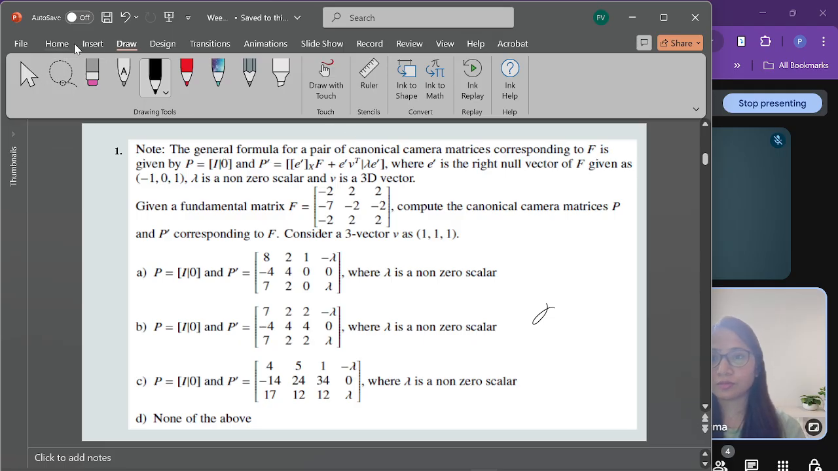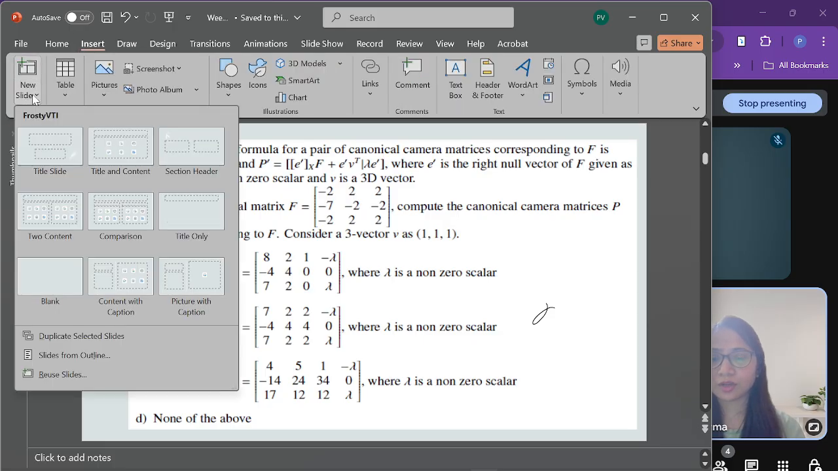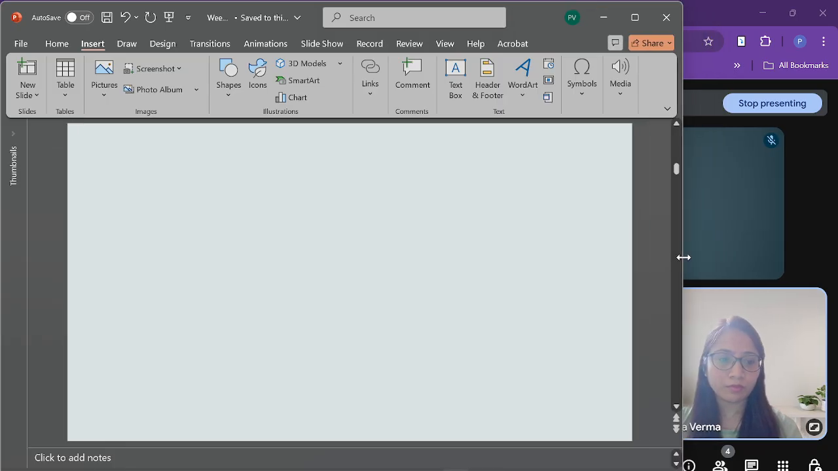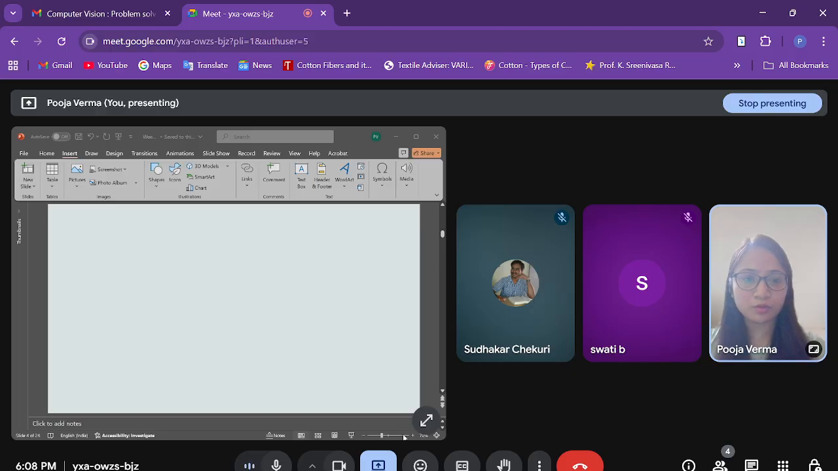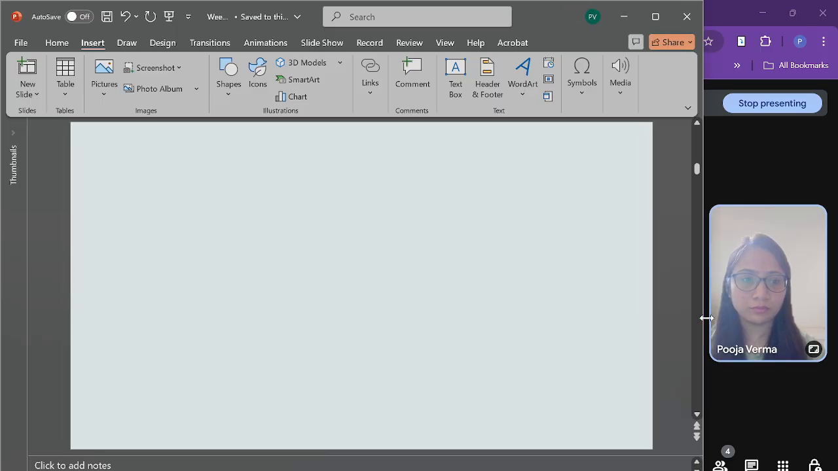So let's solve this problem. I'm just taking one slide so that we can solve. Okay, is it audible and visible now? If not, any one of you can confirm it here. Yes, ma'am, it is visible. Okay.